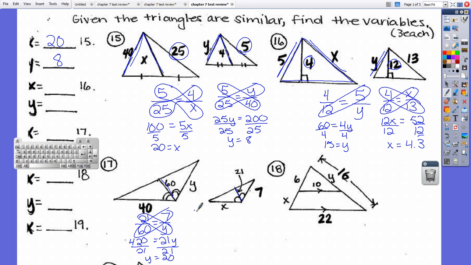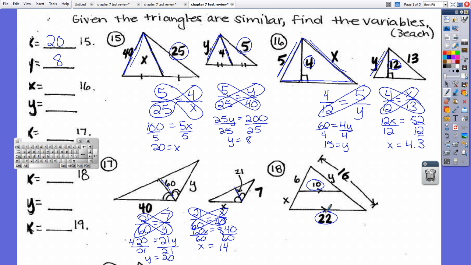21 over 60 equals x over 40. Notice I still have my small over my big, small over my big. 21 times 40 is 840. 60 times x is 60x. Divide by 60. Divide by 60. I get x equals 14.